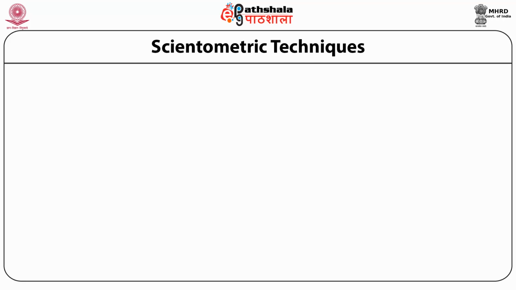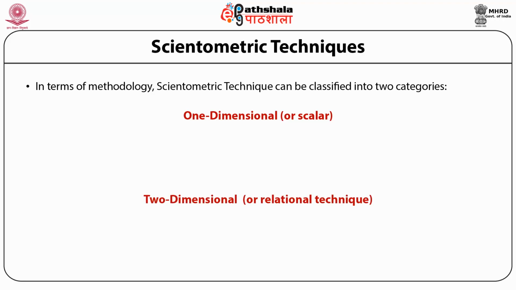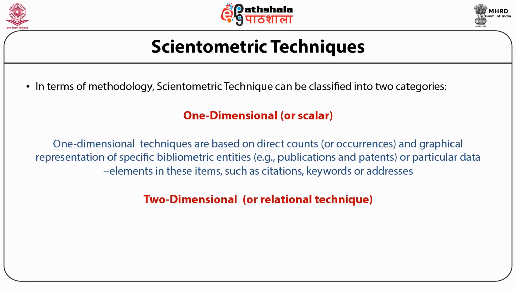Scientometric techniques. In terms of methodological perspective, scientometric techniques can be classified into two categories: one-dimensional or scalar and two-dimensional or relational techniques. One-dimensional techniques are based on direct counts or occurrences and graphical representation of specific bibliometric entities.